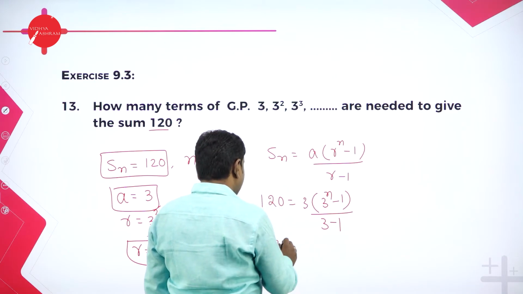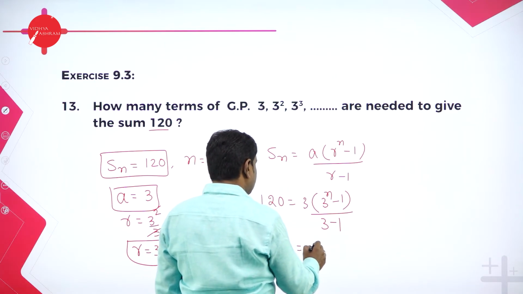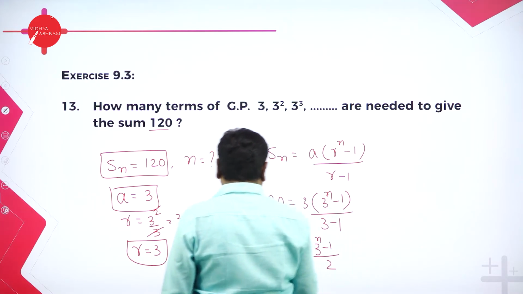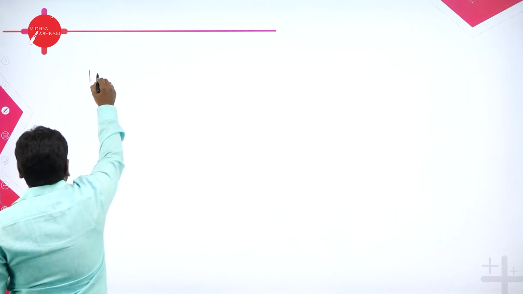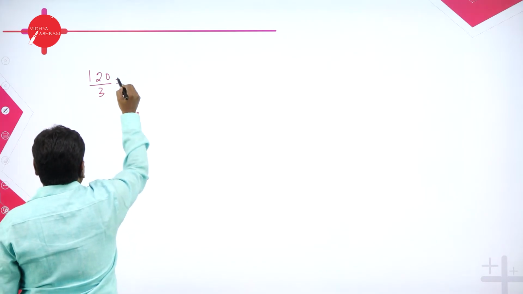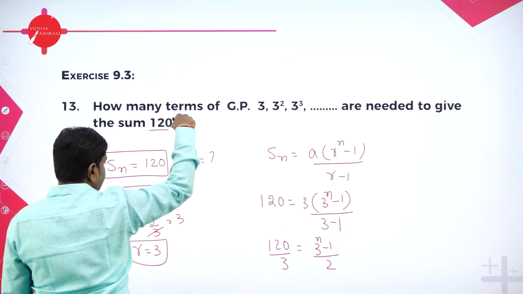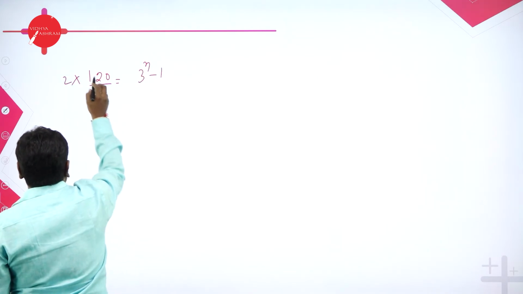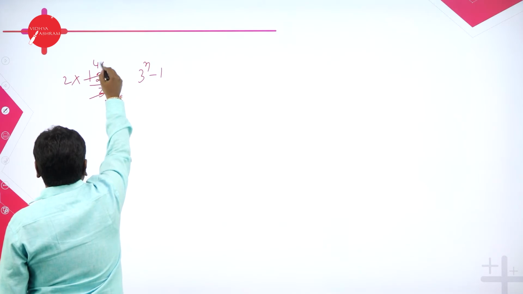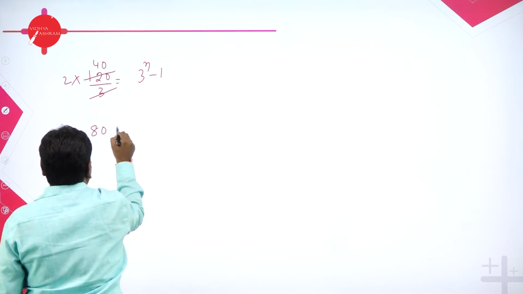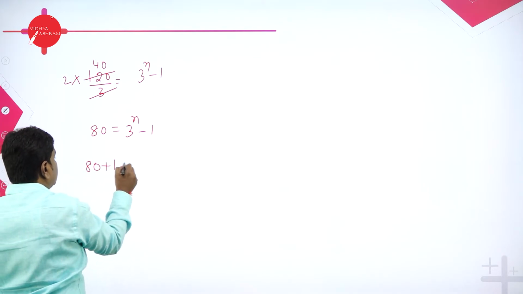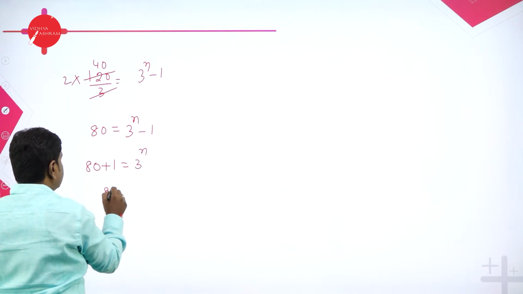Simplify this. 120 divided by 3 is equal to 3 power n minus 1 by 2. I'll transfer this 2 to this side. It will become into 2. 2 40s, so it will become 80. 80 is 3 power n minus 1. Transfer minus 1 to this side. 80 plus 1 is 3 power n. So 81 is 3 power n.